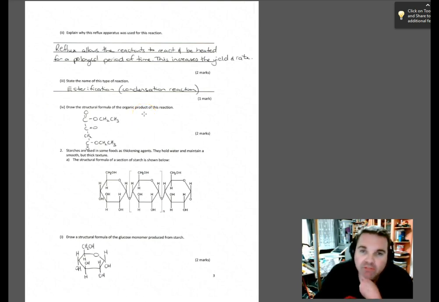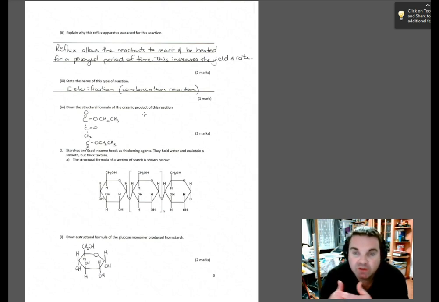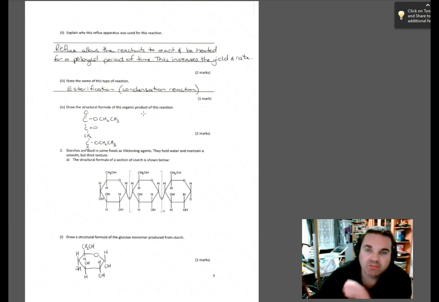Explain why we use a reflux apparatus. Now reflux is not just about increasing the rate of the reaction. Okay, that's the purpose of the temperature that we put in there. Reflux is actually to contain the volatile components. And what that does is that helps the reaction to react for longer. And as you know, one of the factors that can increase your yield is time. So the longer it reacts, the more yield you're going to get. So reflux not only provides the heat, which increases the rates, but also allows it to be heated for a prolonged period of time, which increases the yield.